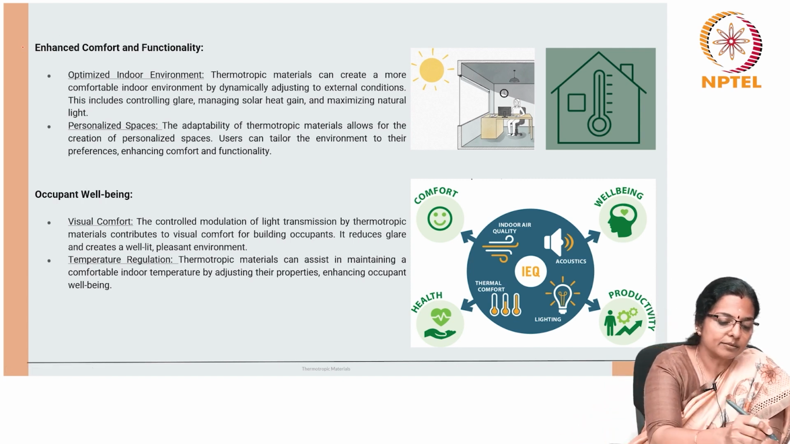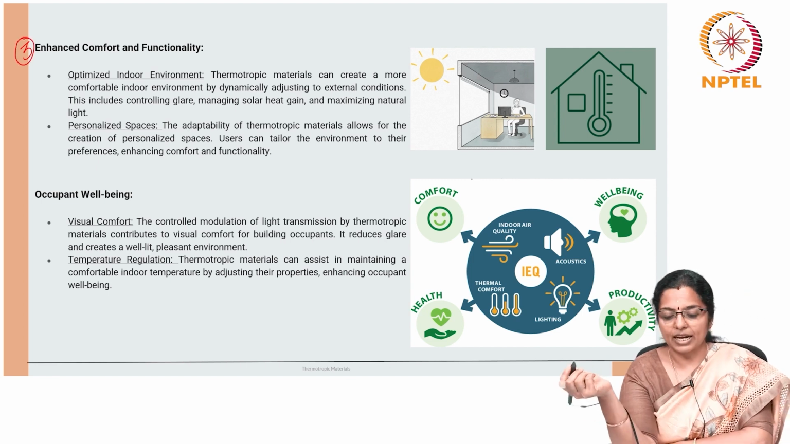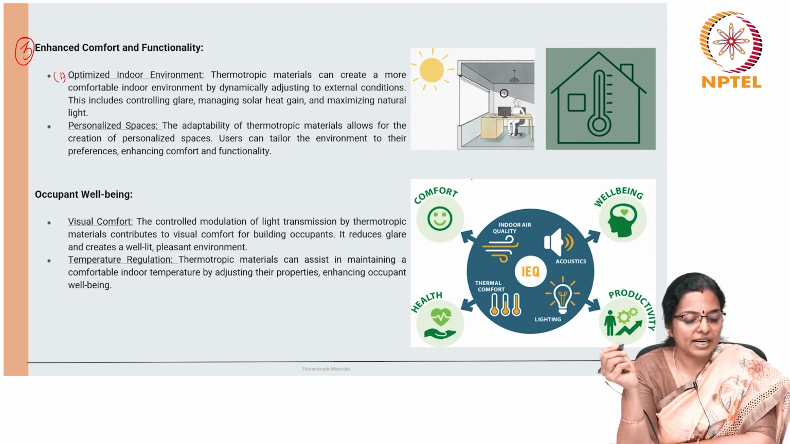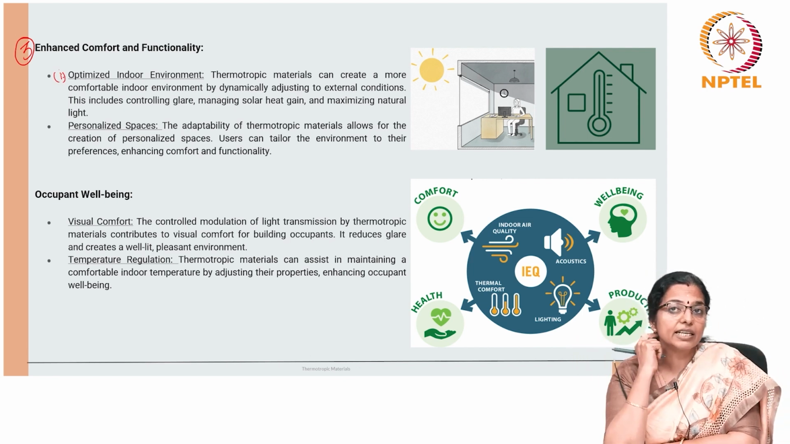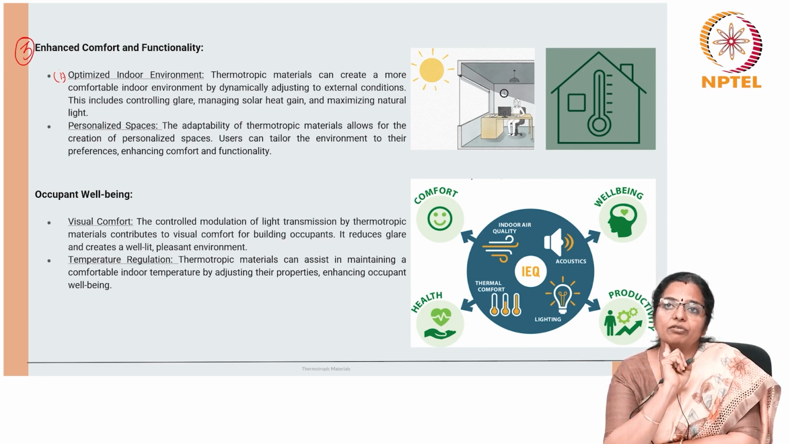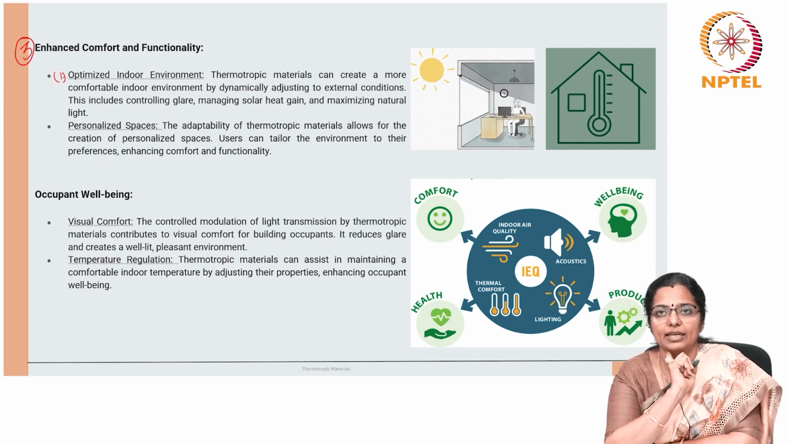Third aspect is enhanced comfort and functionality. The first aspect of enhanced comfort and functionality is optimized indoor environment. Thermotropic materials can create a more comfortable indoor environment by dynamically adjusting to external conditions. This includes controlling glare, managing solar heat gain, and maximizing natural light.